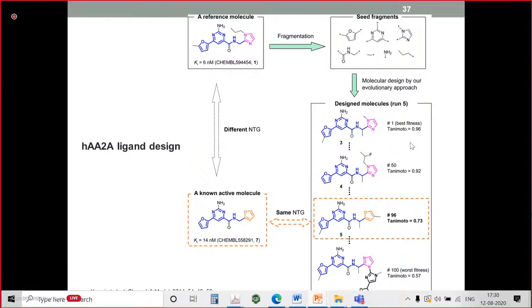Generally, if the Tanimoto coefficient is more than or around 0.8, it is considered the best fit, and lesser than that would be considered a worse fit. So in this case, you can see this molecule is not fitting and has a Tanimoto coefficient of 0.57. The others have a better Tanimoto coefficient, and that gives the idea for the development of active molecules. This is one of the molecules developed, having a Kd dissociation constant of around 14 nanomolar.